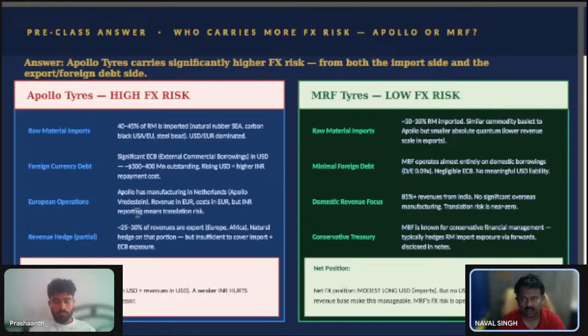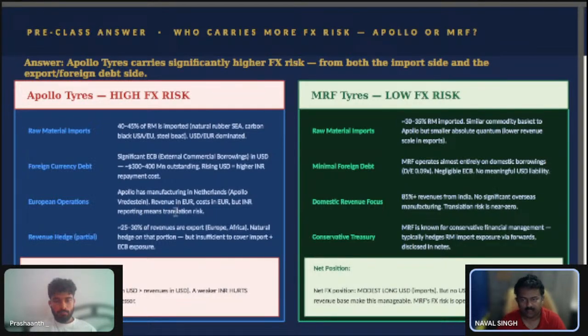Apollo has manufacturing in the Netherlands. Revenue in Europe, cost in Europe, but INR reporting means translation risk. So when they list and declare their results in India, they would have this higher risk in terms of translation risk here.